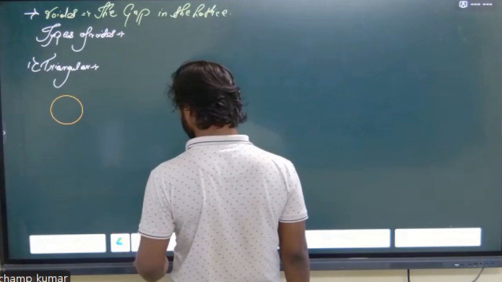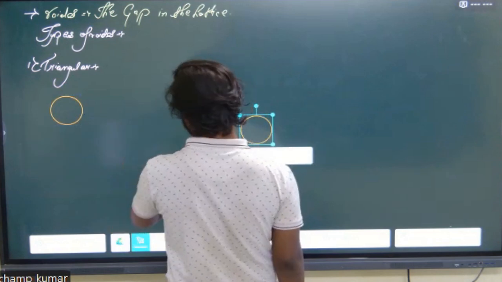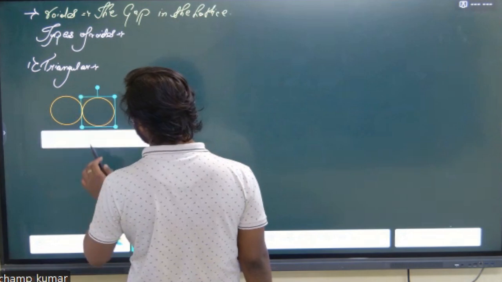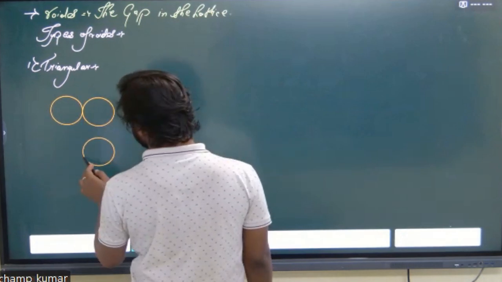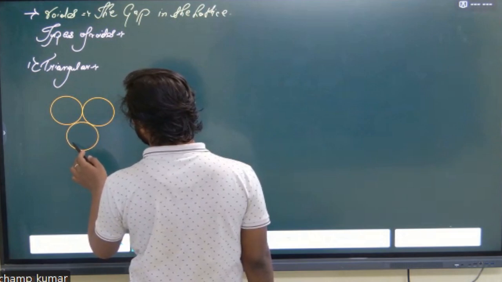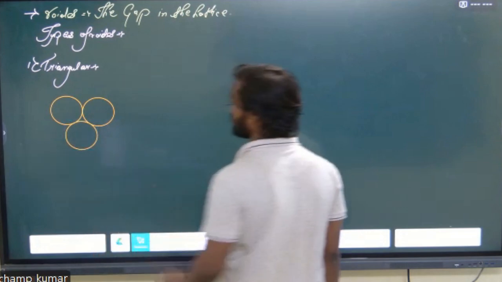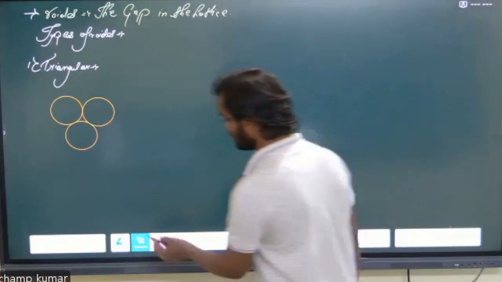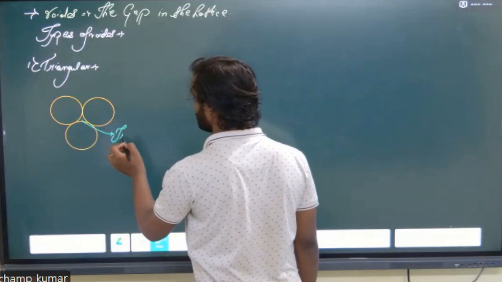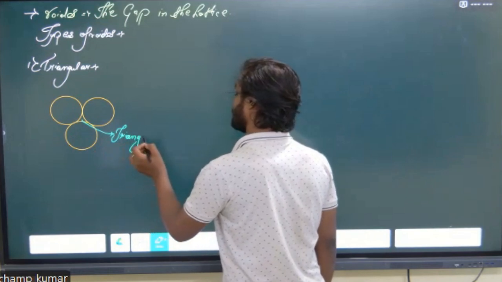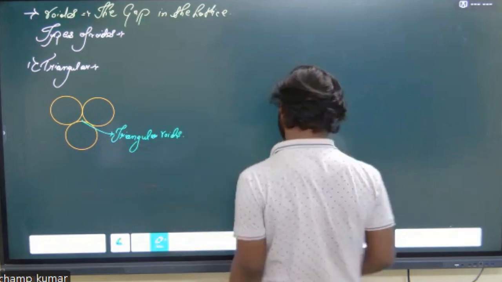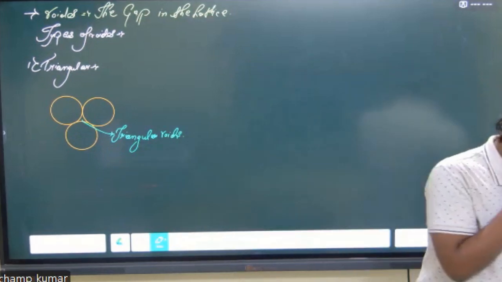You take one atom, take another atom also, the same atom, place this atom like this, and then place another atom. Okay, this thing is a triangular void. If you remember where the triangular void is formed: hexagonal closed packing.